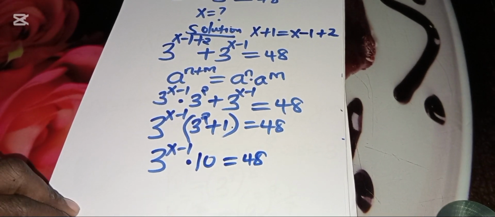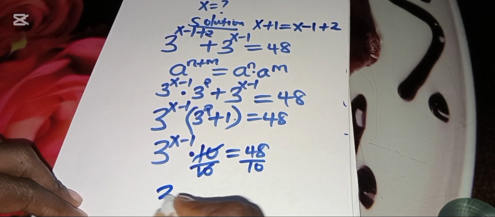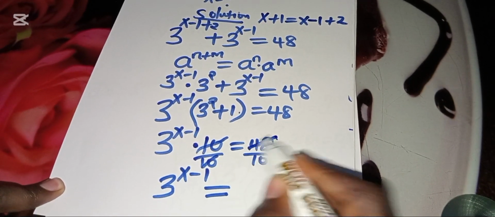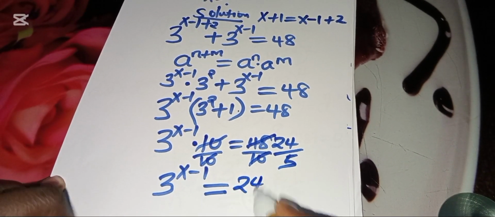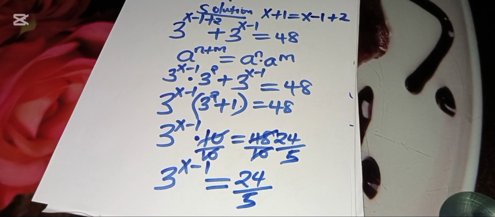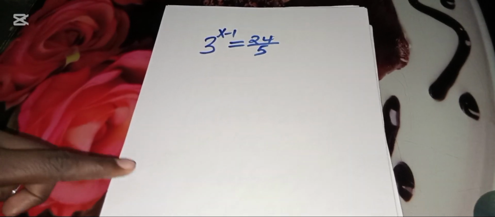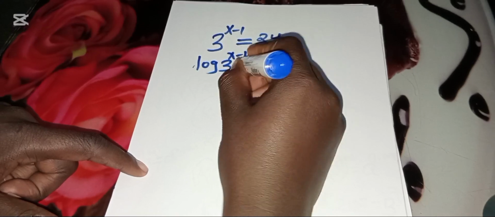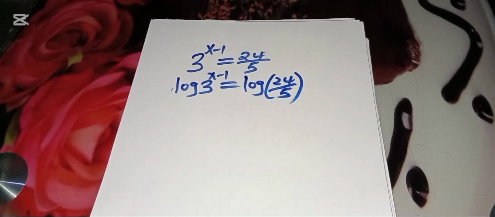So we divide both sides by 10. So that we'll have 3 raised to power x minus 1 equal to, we simplify. If you say 48 divided by 2, this is 24. So we'll have 24 divided by 5. Now, for the value of x, we introduce the natural logarithm as follows. We'll have log 3 raised to power x minus 1 equal to log 24 divided by 5.